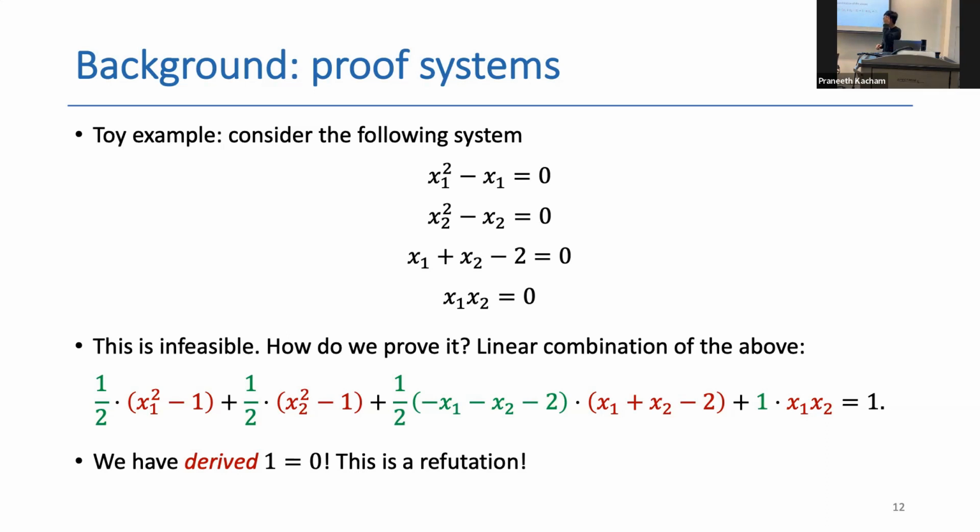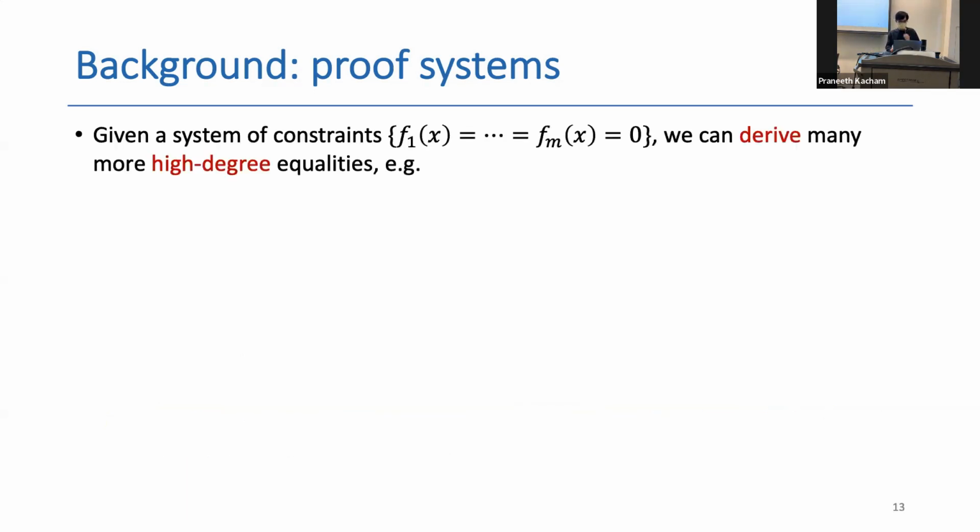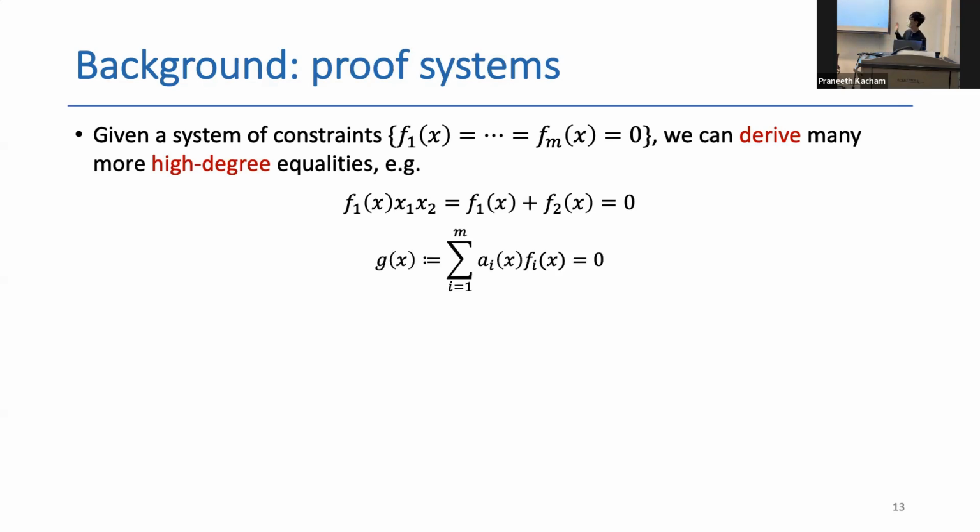But for a computer, this is actually a systematic way to generate refutations, to prove to you that this is infeasible. More generally, given a system of polynomial constraints, f1 to fm equals 0, we can derive many more high degree equalities. For example, we can multiply f1 by x1, x2, or any monomial. We can also add these things together. They all have to be 0, right? So any linear combination where the coefficients ai can be polynomials has to be 0 as well.